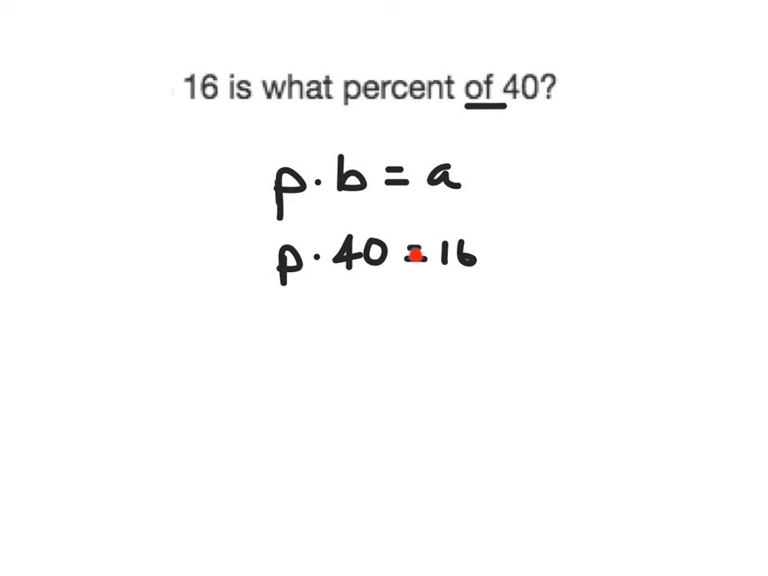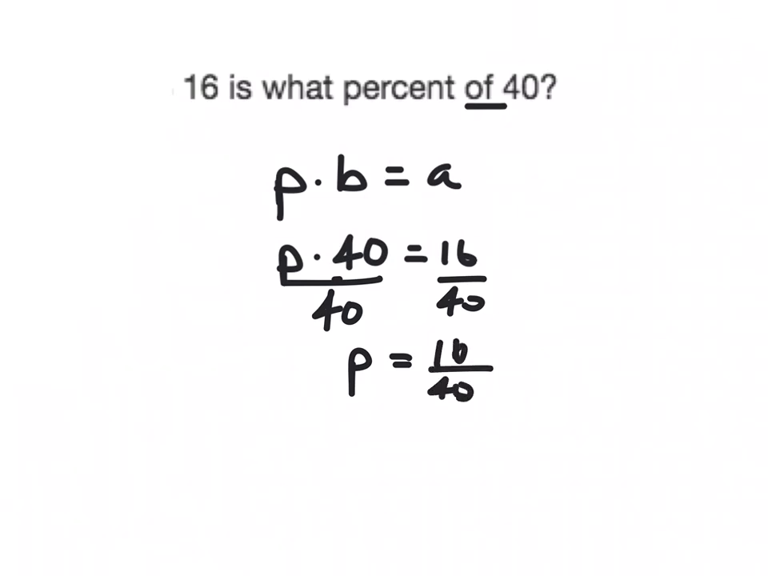Same thing. You can kind of read them frontwards and backwards, it doesn't matter. Let's divide both sides by 40 to solve this equation. So I get that P is equal to 16 divided by 40. If we plug that into the calculator, 16 divided by 40 gives me 0.4. So P is equal to 0.4. If I wanted to turn that into a percent, I move my decimal place 2 places to the right, and I put a placeholder here, so P is equal to 40%.